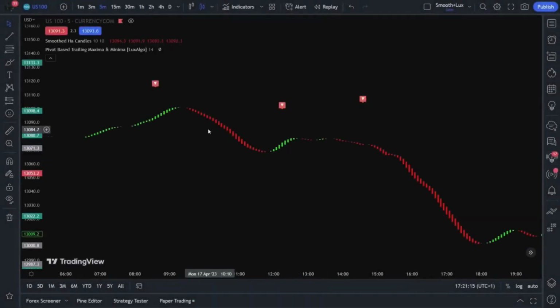Our requirements have been met here also. Our pivot-based trailing indicator has provided a red signal, and our Heiken Ashy Candles have turned red, and they are downtrending.